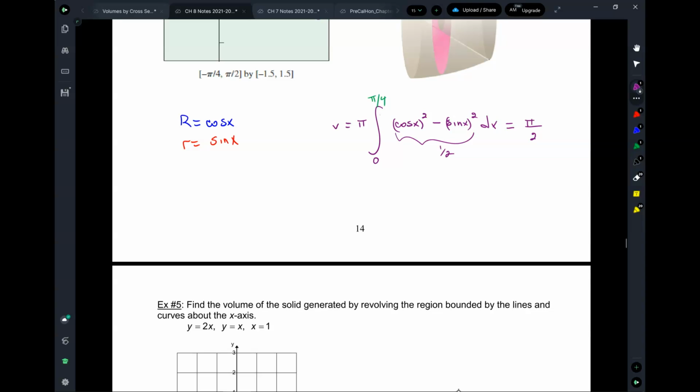Don't forget the pi. Now, we're going to stop here today. You're going to do the homework, which is from the book. Now, only do the ones where it says that it's being revolved around the x-axis. Don't do the other ones. Cool? Thank you.